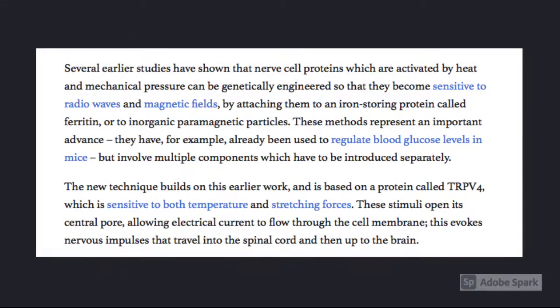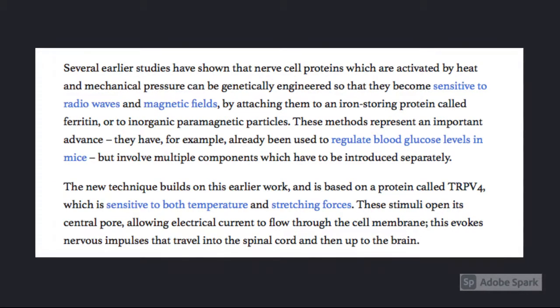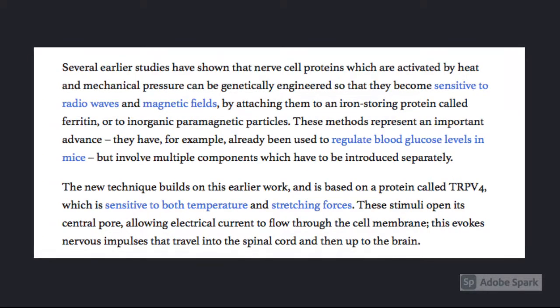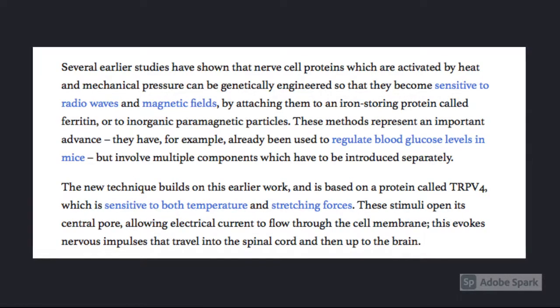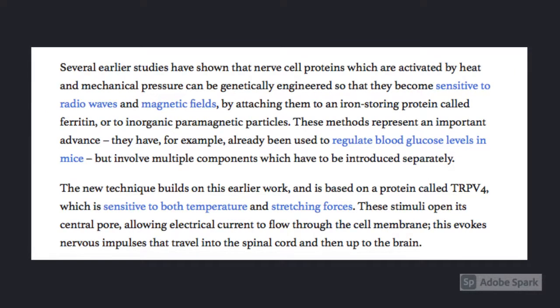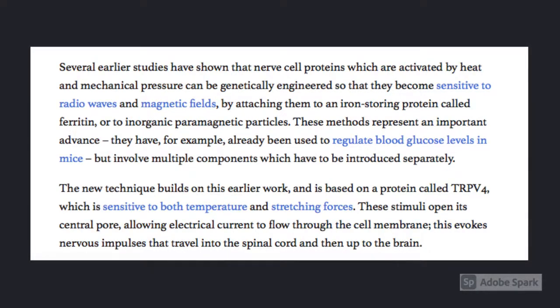Several earlier studies have shown that nerve cell proteins, which are activated by heat and mechanical pressure, can be genetically engineered so that they become sensitive to radio waves and magnetic fields by attaching them to an iron-storing protein called ferritin or to inorganic paramagnetic particles. These methods represent an important advance. They have, for example, already been used to regulate blood glucose levels in mice, but involve multiple components which have to be introduced separately.